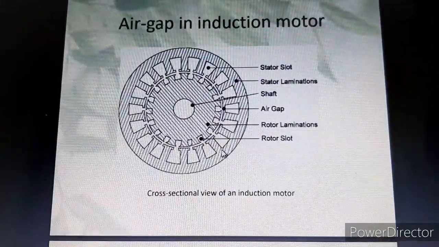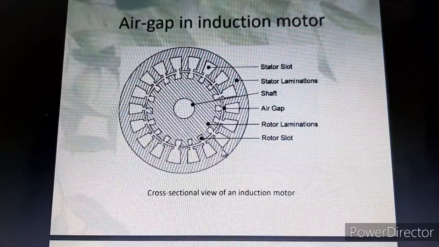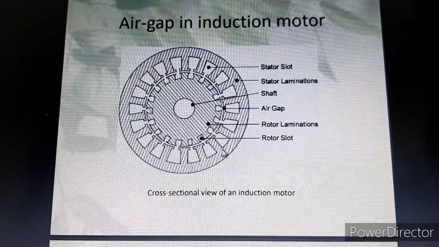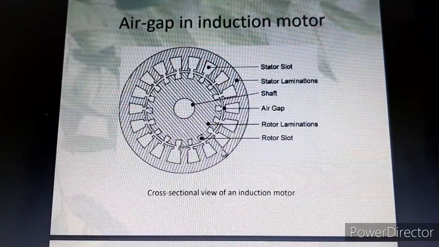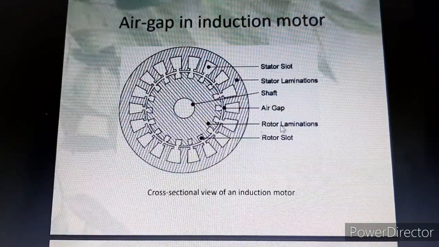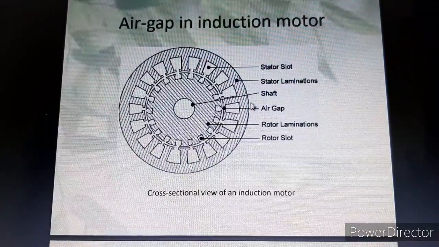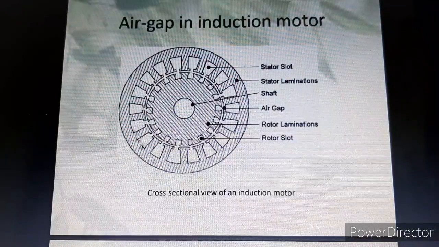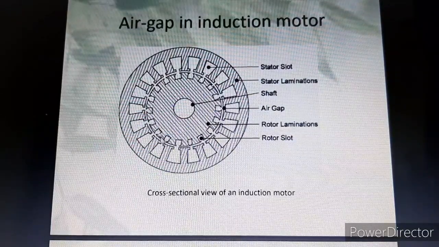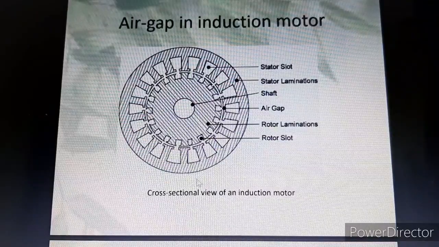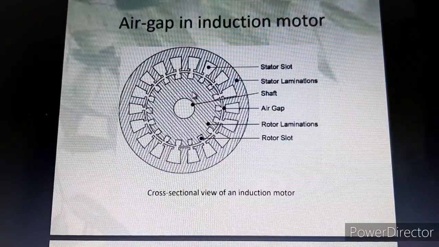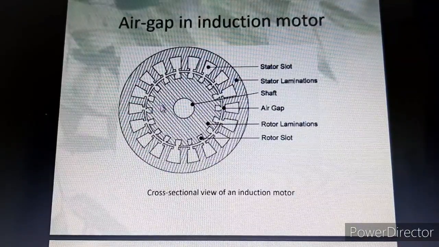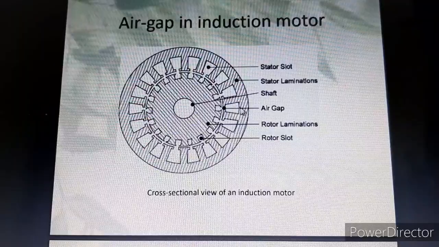The other main difference between a synchronous machine and an induction motor is the existence of an air gap. In an induction motor, we have an air gap between the stator and the rotor. This is the cross-sectional view of an induction motor. The outer part is the static part, that is called stator. The one in the center is the rotor. Between the rotor and the stator, we have the air gap.